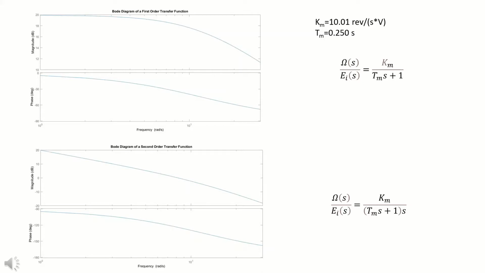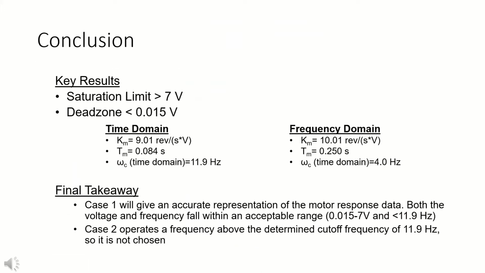On this slide are the key results from our experimentation. The usable range of the system is from approximately 15 millivolts to approximately 7 volts. While both cases operate within the usable voltage range of the system at 2.3 volts and 3.5 volts respectively, case 2 operates above the cutoff frequency at 15 Hz, which means some of the signal will be reflected or attenuated by the system. Therefore, case 1 at 0.1 Hz and 2.3 volts is preferred.